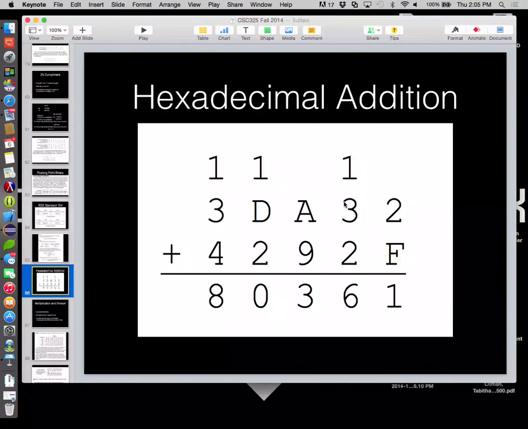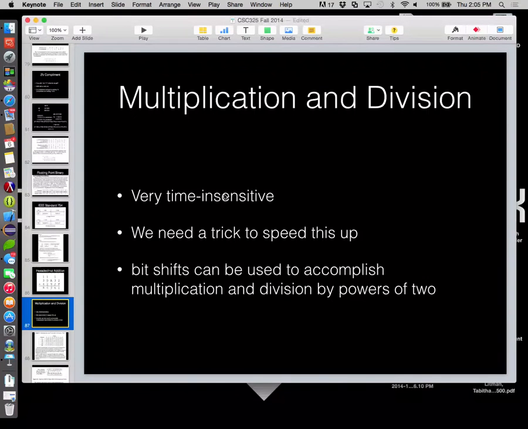We've already done hexadecimal addition, right? We wrote a function to do that. So we went a little bit out of order. All right, so let's talk about multiplication and division. I don't think we've done this yet, right? We didn't do bit shifts.